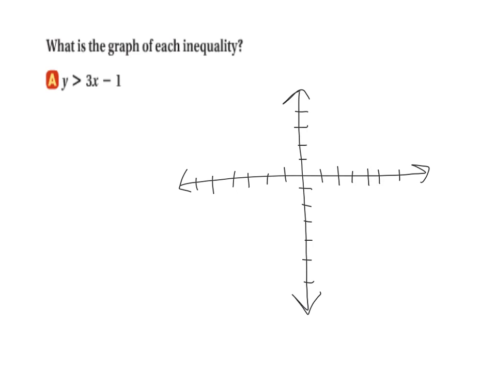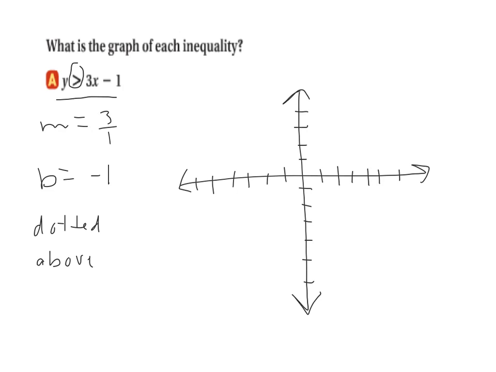So graphing an inequality. First thing I'm going to do is, from my equation, pick up that my slope is equal to 3. That's the same thing as 3 over 1. I like to write it as a fraction. It helps me. My b, or my y-intercept, is -1. I also am going to look at my inequality sign, and it says greater than. So I'm going to write dotted to remind me that my line should be dotted, and greater than would be above the line.